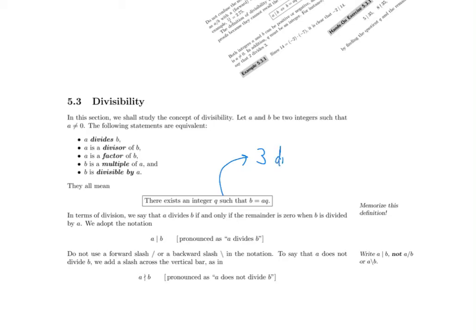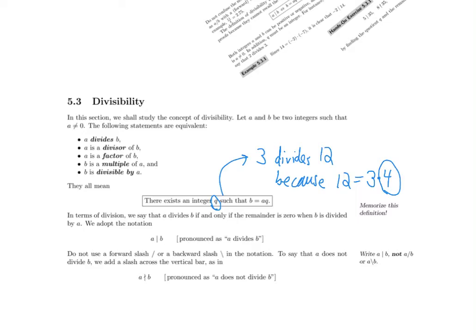3 divides 12 because 12 is equal to 3 times 4. In other words, the integer q here is the 4 in this equation. That's level 2 of understanding a definition. Level 3 is trying to take it generally and seeing how to apply that definition in different contexts.